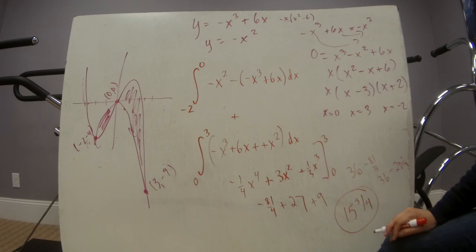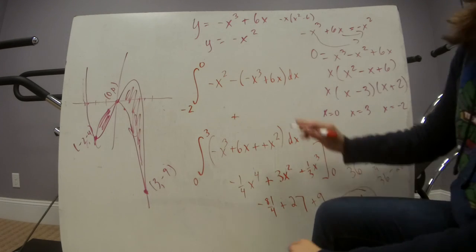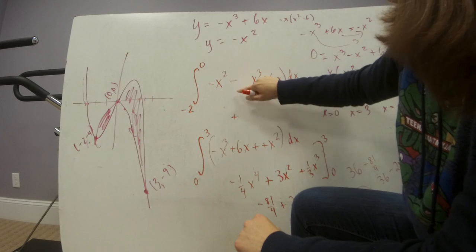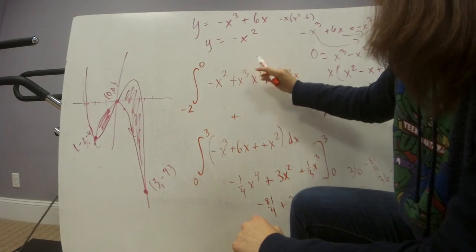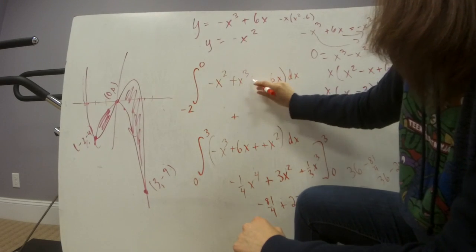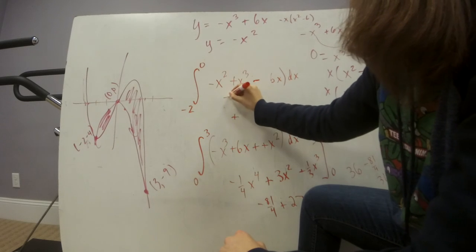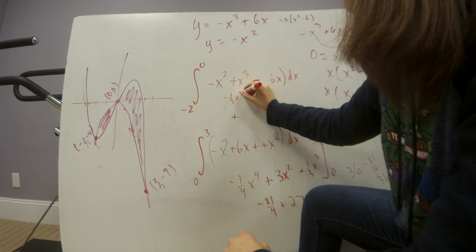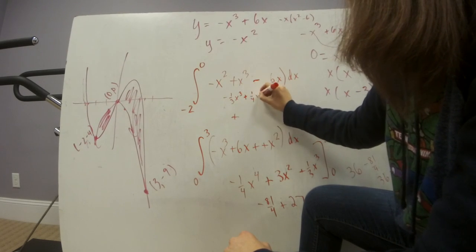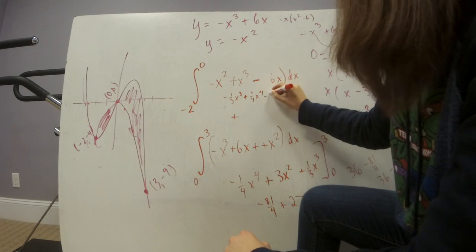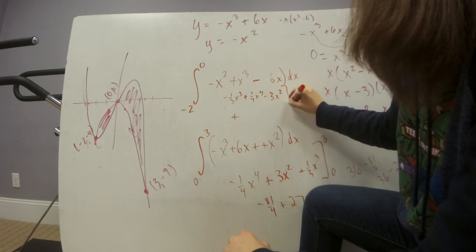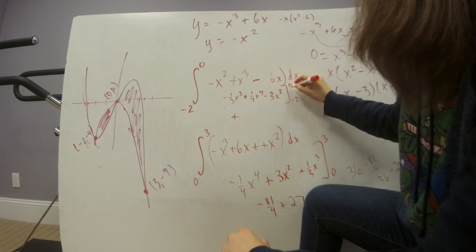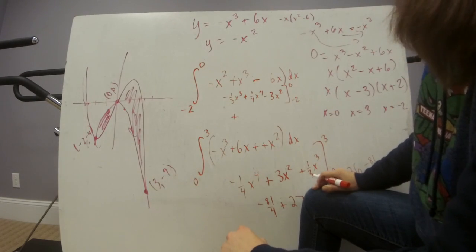Now I gotta finish this guy. So we're gonna distribute this in, and so we're gonna get a plus x cubed, and then we're gonna get a minus 6x. So this will be negative 1/3 x cubed, plus 1/4 x to the 4th, minus 3x squared, right? In between -2 and 0.